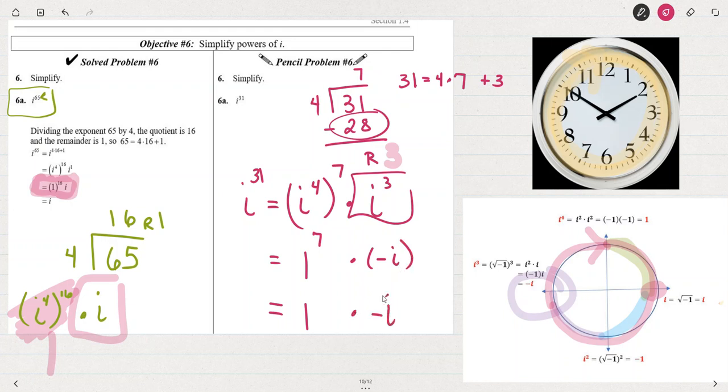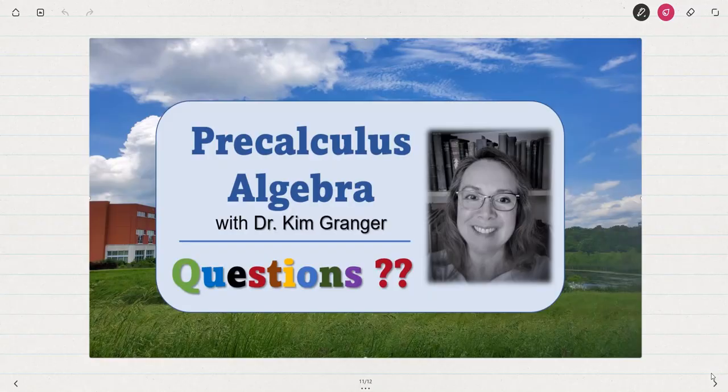So it looks like this 6a, i to the 31, would be an i. So we could write that as negative i. i to the 31 equals negative i. Actually, that's it. I'm sorry, we have nothing else to look at for this section.